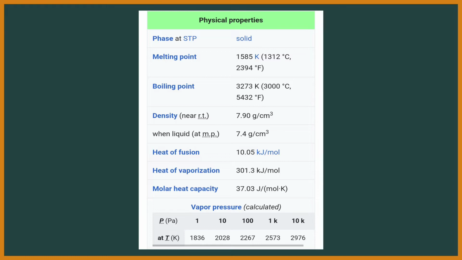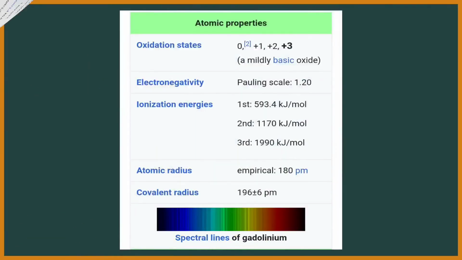Its density 7.90 grams per centimeter cubed, and when it's liquid 7.4 grams per centimeter cubed. And then the heat of fusion, and then heat of vaporization, and then its molar heat capacity, as you can see on the slide. So let's go on to the other slide.